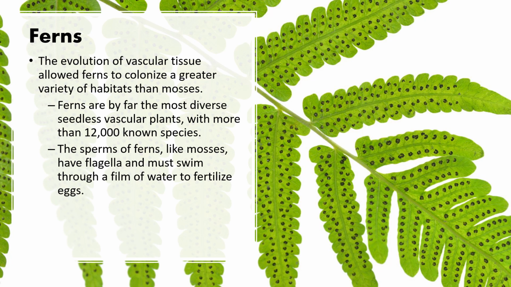So ferns are going to be found in locations where there's quite a bit of water and rainfall, and if you've ever been to places like the redwoods or up in northern Pacific areas, that is the perfect area for these ferns. The sperm are going to have flagella, which allows them to swim and be able to get to the egg and fertilize it.